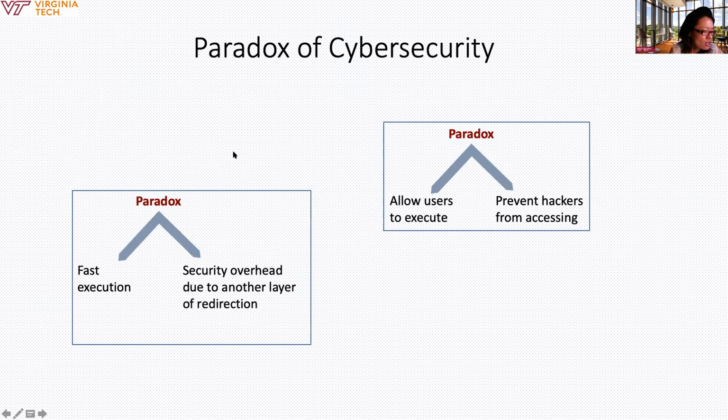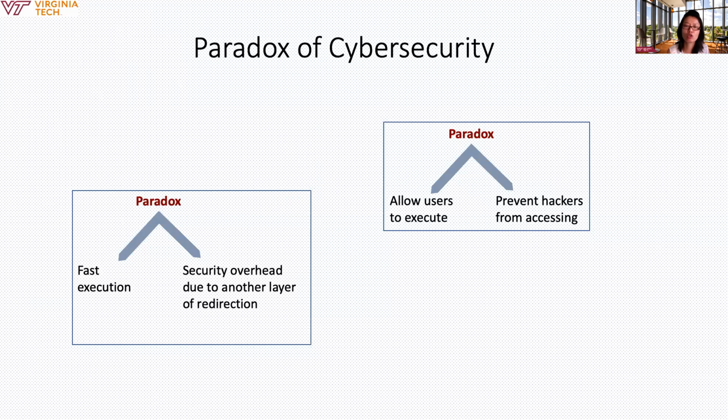And in general, ASLR also represents this paradoxical aspect of cybersecurity. On one hand, you want normal programs to execute, but you also prevent hackers from abusing the code. So you randomize the location of the instructions, but on the other hand, you also want to make things faster, right?